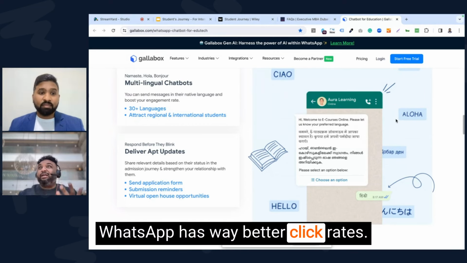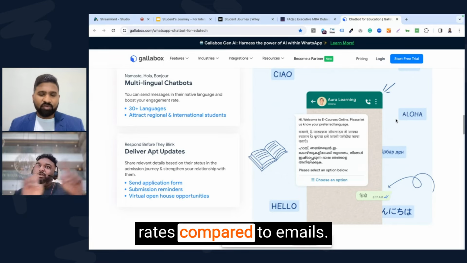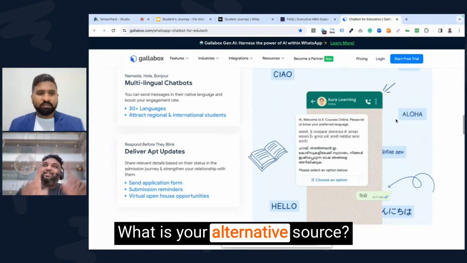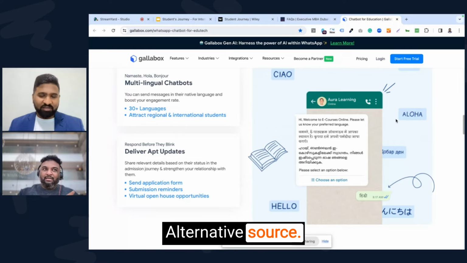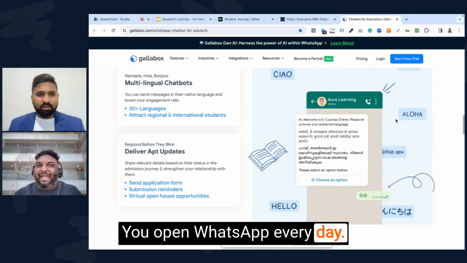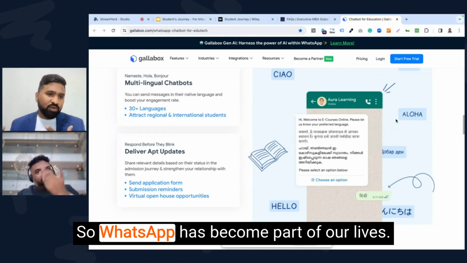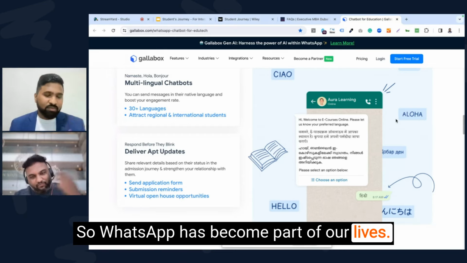WhatsApp has way better click rates, WhatsApp has way better open rates, WhatsApp has way better conversion rates compared to emails, which is your 100% alternative source. That's right. Because WhatsApp is always at your fingertips. You open WhatsApp every day. It's about the affinity that you have for the application. So WhatsApp has become like part of our life. So we can't live without it.